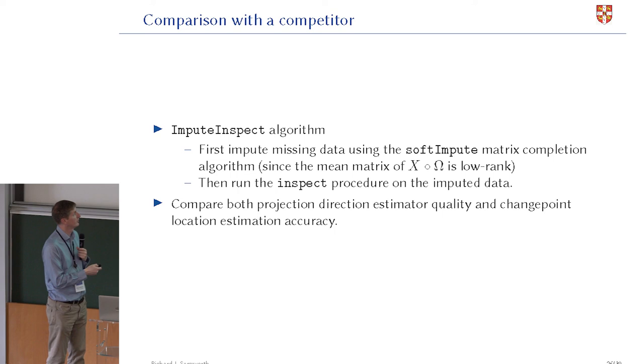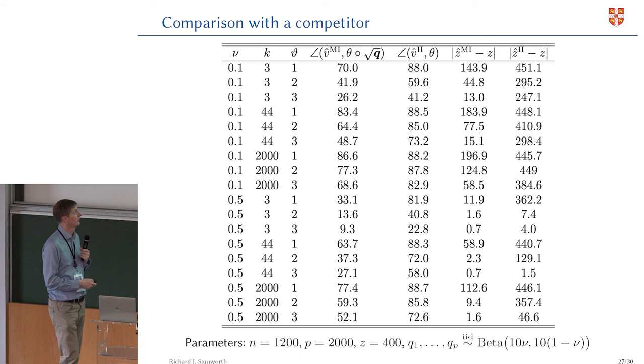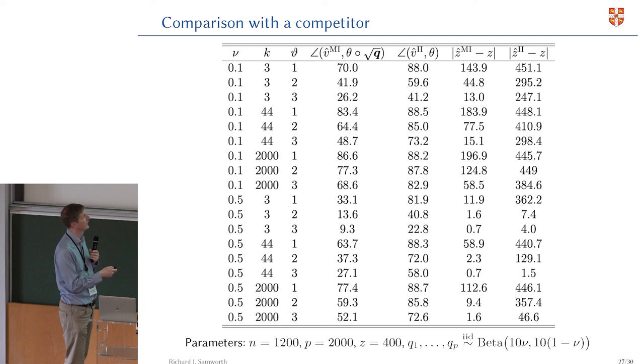And then we're going to compare both the angle between the estimated projection direction and the truth, and the change point location. So MI is short for miss-inspect, and II is impute-inspect. If we focus, for instance, on the estimated change point location, we're always doing better than this impute-inspect algorithm in all sorts of different sparsity levels and signal strengths, and this new parameter, which tells me how much missingness there is. And really often, we're doing vastly better than this impute-inspect algorithm, which is kind of interesting.